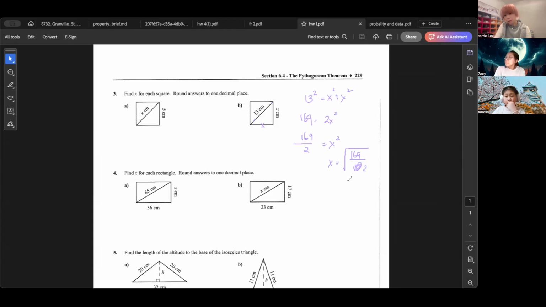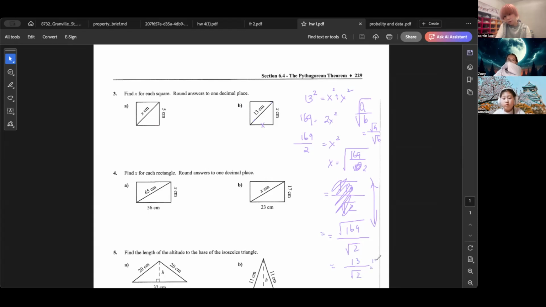So x equals square root 169 over square root 2, right? Because a over b, all square rooted, equals square root a over square root b. Remember? Amelia, I told you before, right? Zoe, do you still remember? Okay, so square root of 169 equals 13, and square root 2 equals 1.41, right?